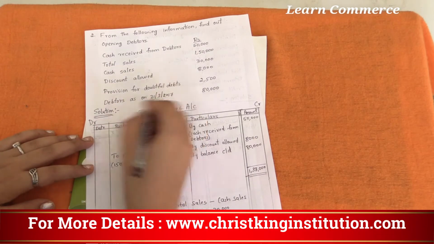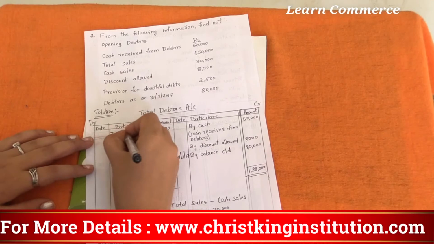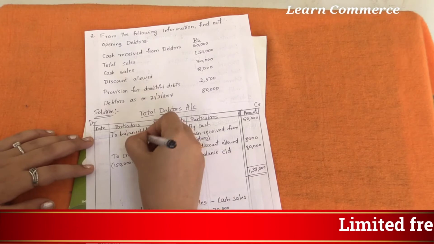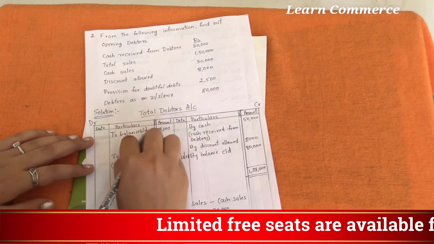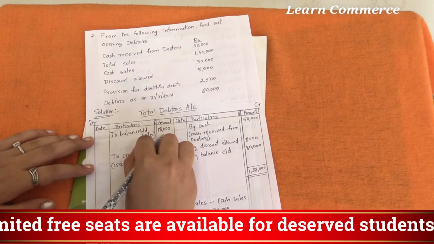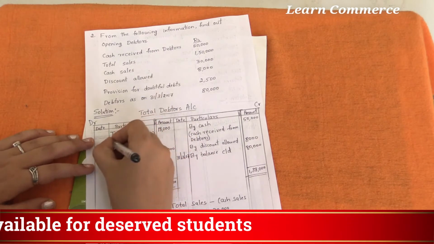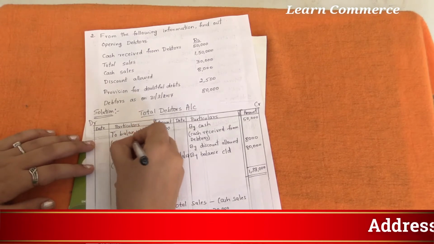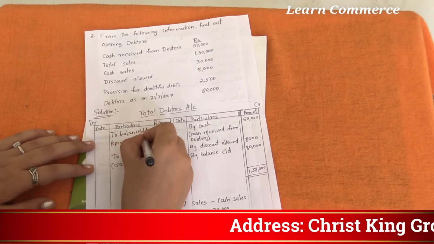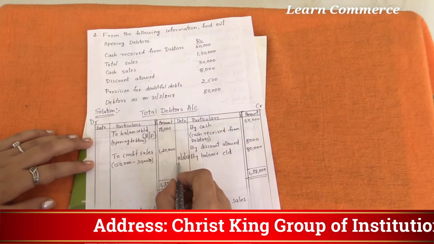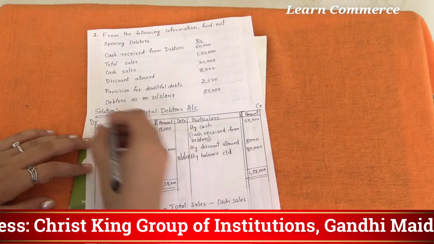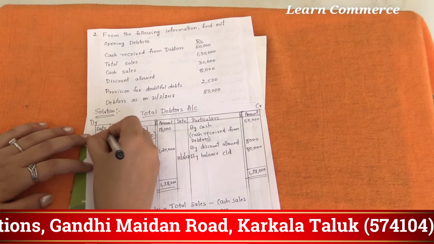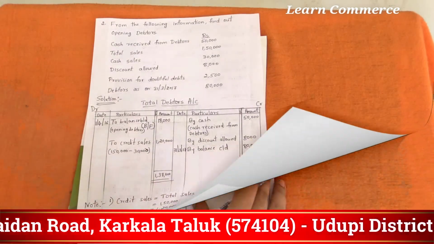In the debtors account we should always write to balance brought down. This is nothing but the balancing figure we found out, isn't it? So in the bracket write opening debtors. Here the closing date is 31st March 2017, so the opening date will be 1st April 2016. Yes, this is the problem.